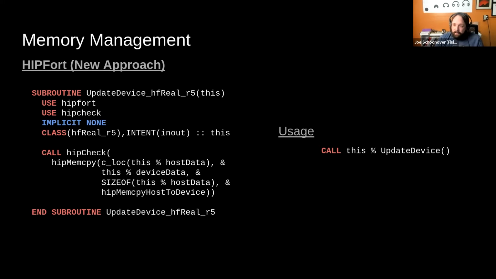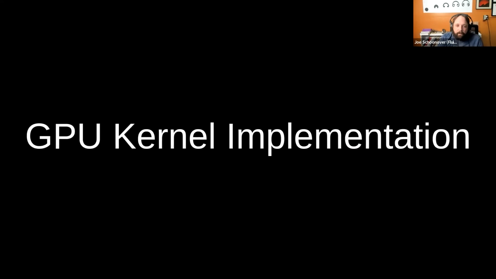Now, the nice thing is at the end of the day, once you get through all this boilerplate code, independent of what rank array you're using or what data type, folks can just use a call that looks like this: update device or update host, alloc or free. It's very straightforward, very consistent across the board.